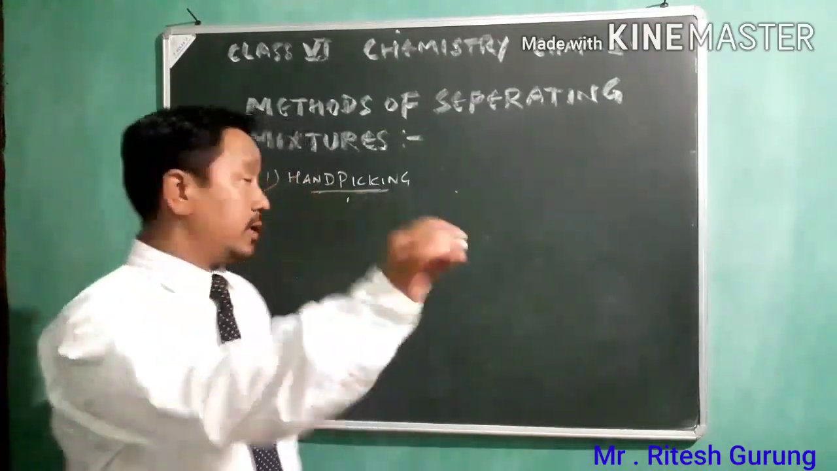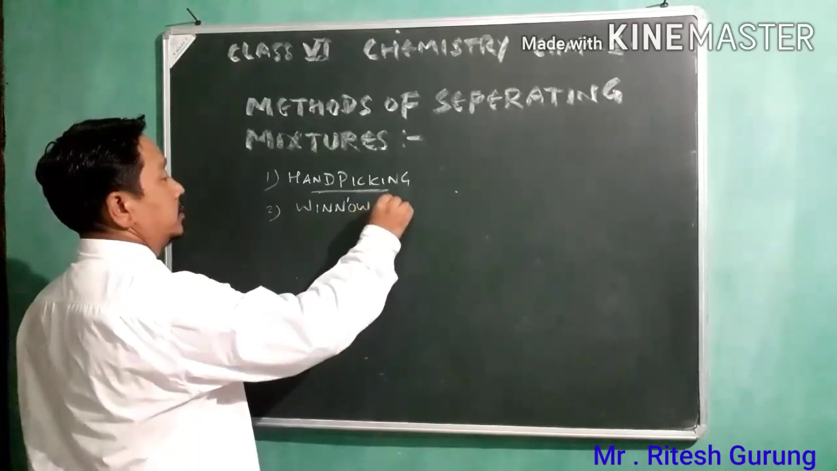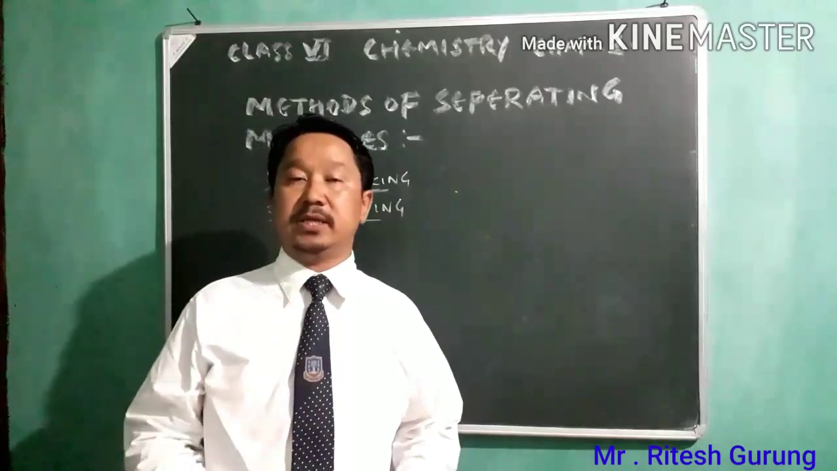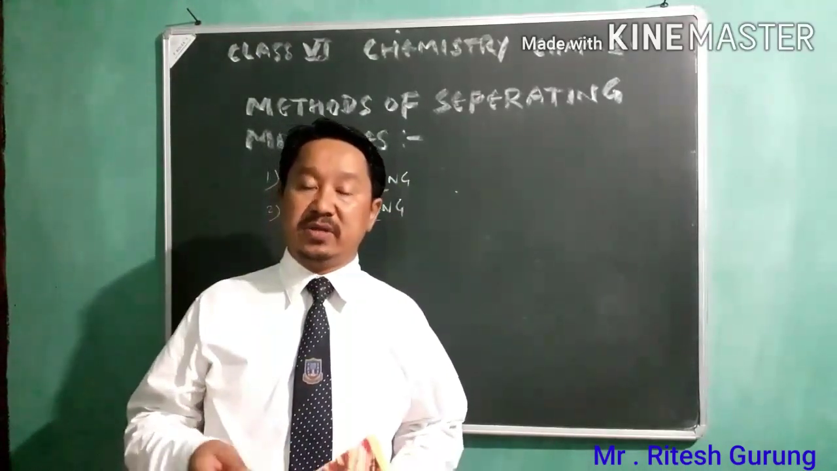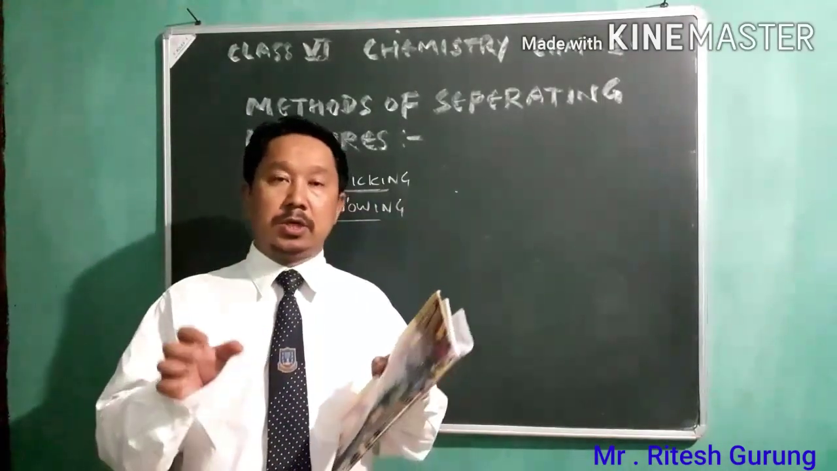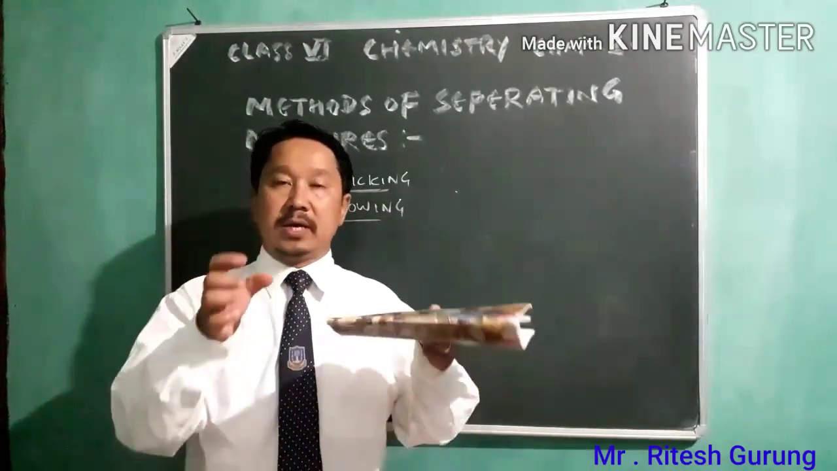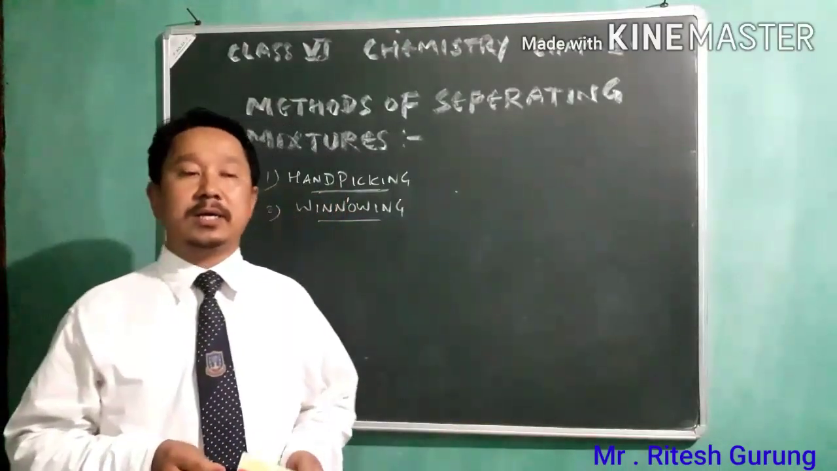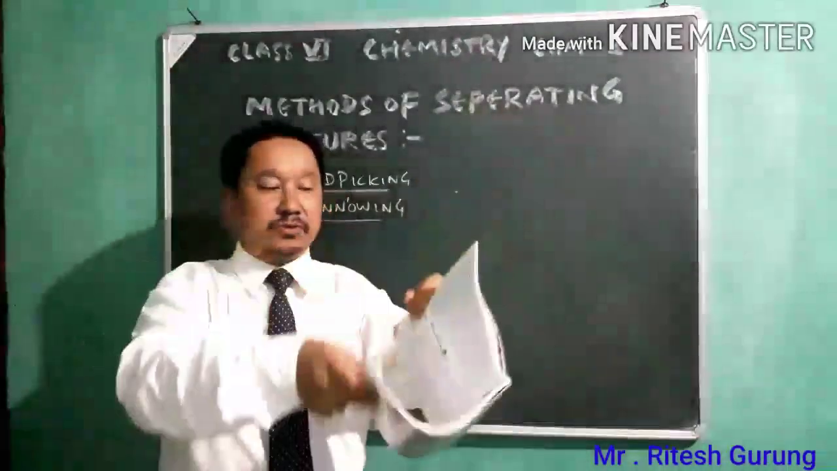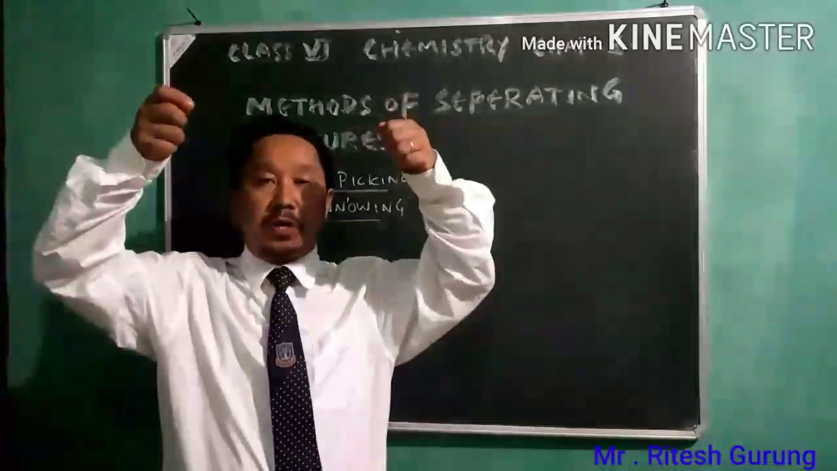Second one we have is winnowing. Winnowing is a method usually used by farmers there in the field, when the wheat grains and the husk, which is also called chaff, have to be separated. What they do is that they allow the mixture to fall from height like this, as you see here in the diagram also. This is winnowing.